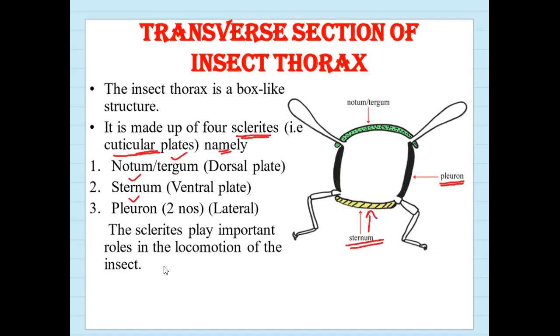The sclerites play important roles in the locomotion of the insect. On the sternum and pleural part, there are appendages located on this side. And on the joint of tergum and pleuron, the location of the wings is there. Then we can say that these sclerites are very important in locomotion of an insect.